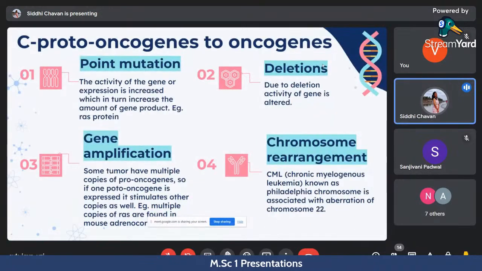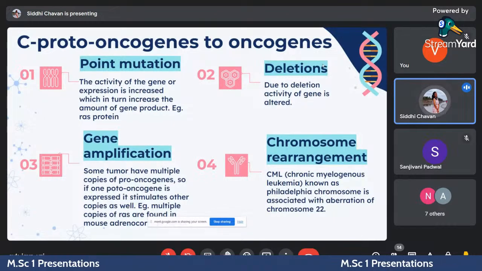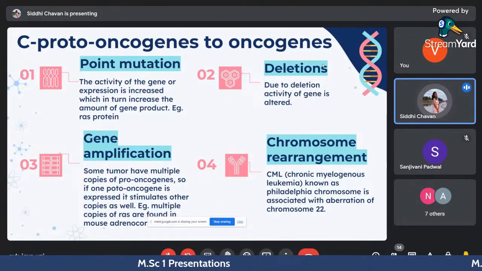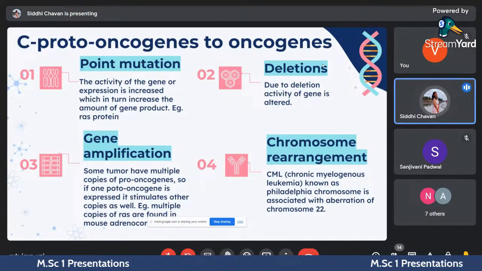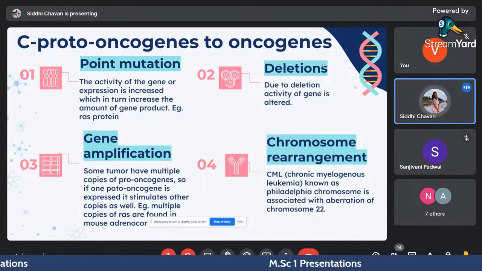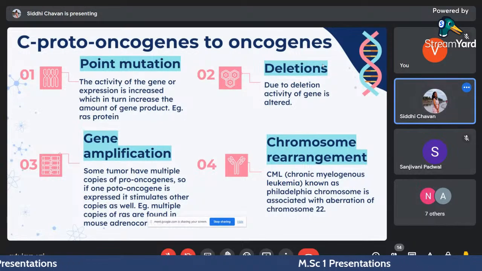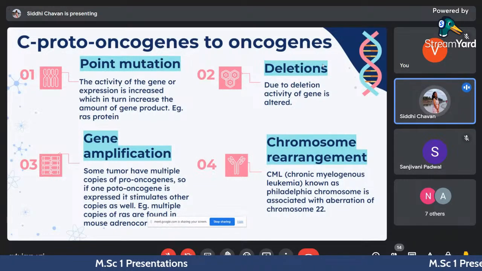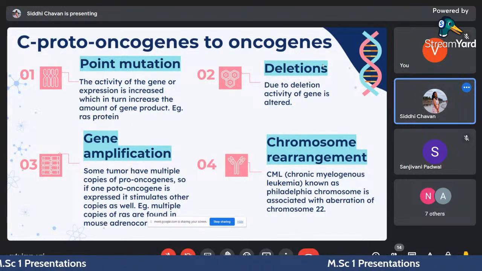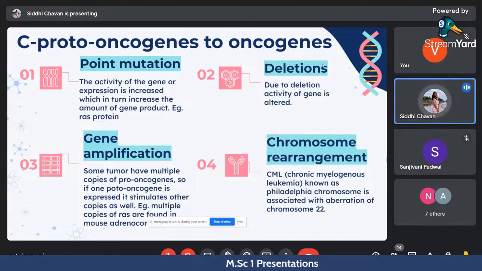Okay, so now let's look at the factors which influence proto-oncogenes to form oncogenes. The first is the point mutation. It is a mutation that occurs in a genome when a single base pair is added, deleted, or changed. This mutation increases the activity and expression of the gene, which in turn increases the amount of gene product. An example for point mutation is RAS protein, as we have previously looked at in the mutant RAS. The second is the deletion, where due to deletion, the activity of the gene is altered.